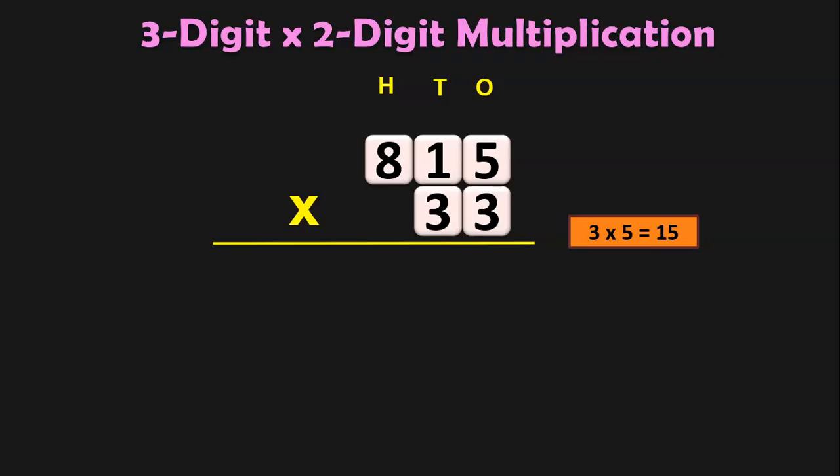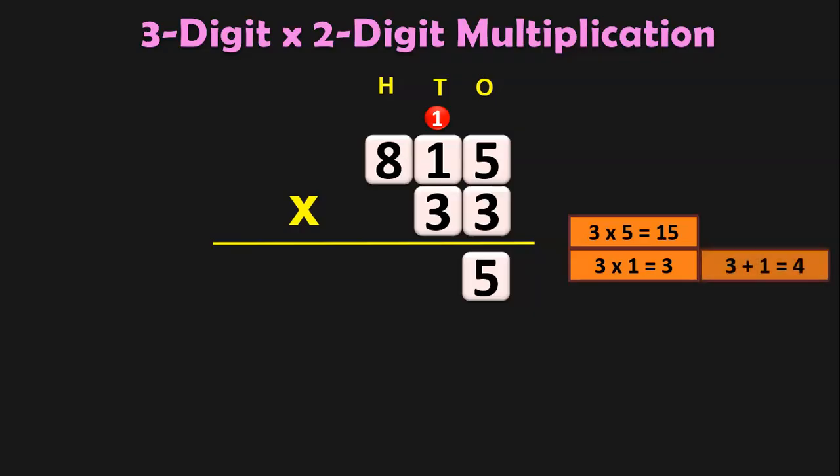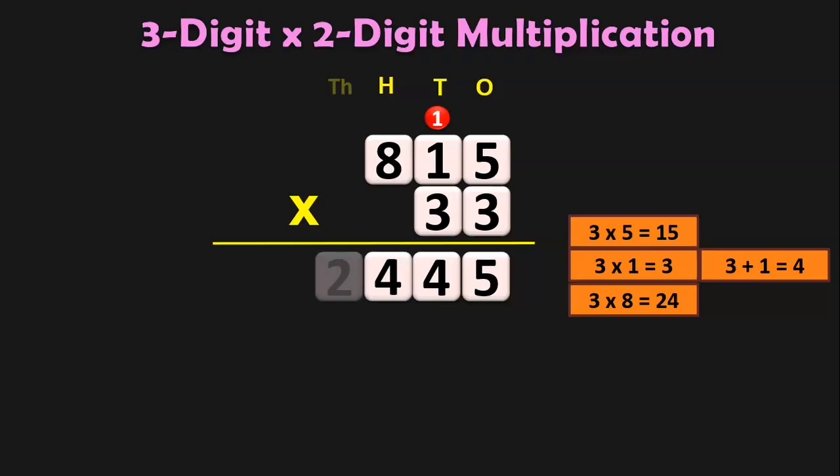3 into 5 is 15. Regroup that. 5 in ones place, 1 in the tens place. 3 into 1 is 3. 3 plus 1 is 4. Next, 3 into 8 is 24. 4 in the hundreds place and 2 will move to the thousands place. Next step, what is that we have to do?